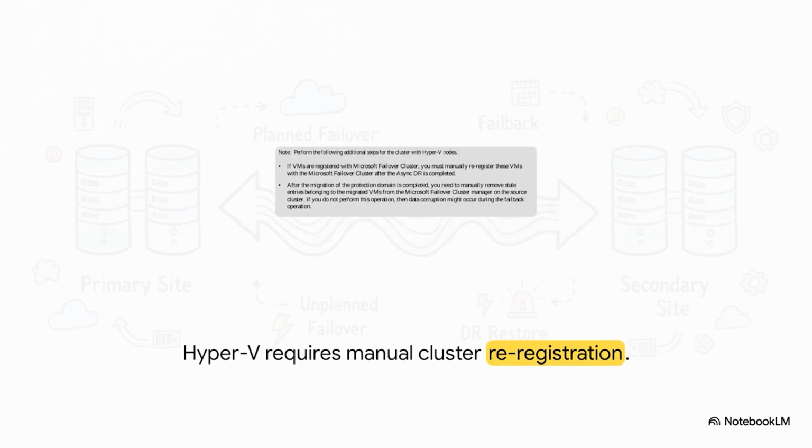And for those of you running Hyper-V nodes, you really need to pay attention here. After you migrate a protection domain, you actually have to manually remove stale entries belonging to those migrated VMs from the Microsoft Failover Cluster Manager on the source cluster. If you forget to perform this manual cleanup operation, the documentation explicitly states that catastrophic data corruption might occur during the subsequent failback operation. Yikes.